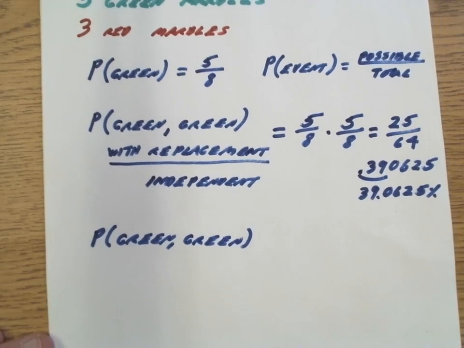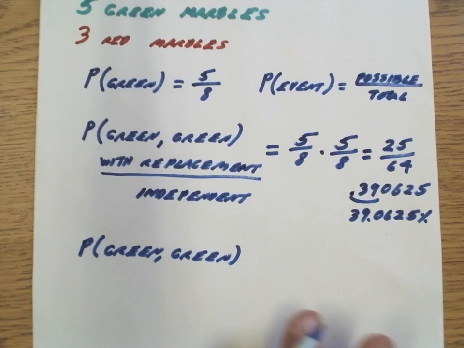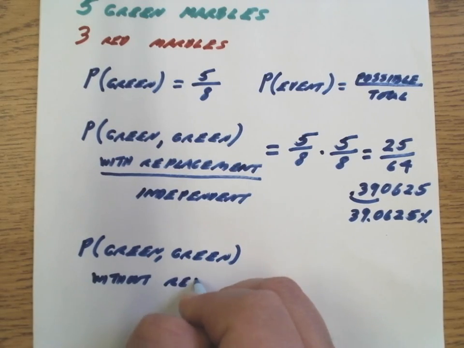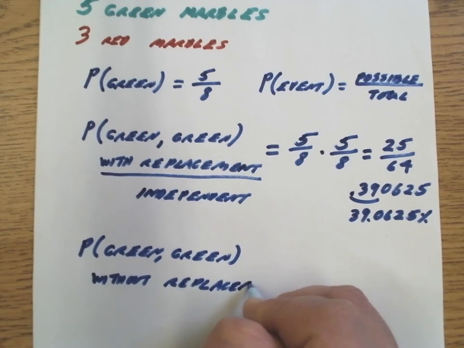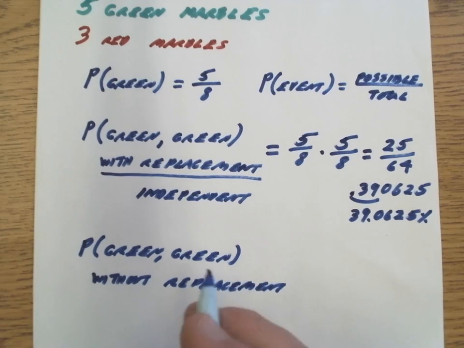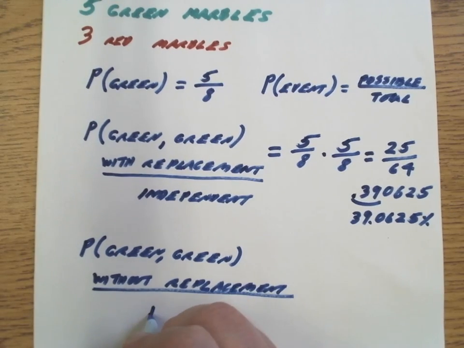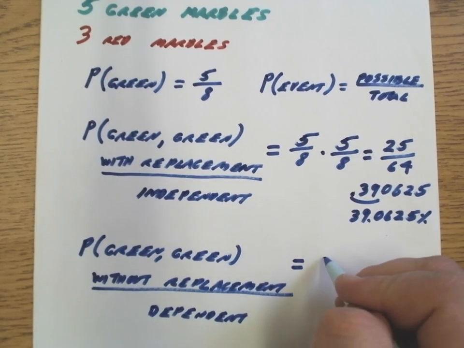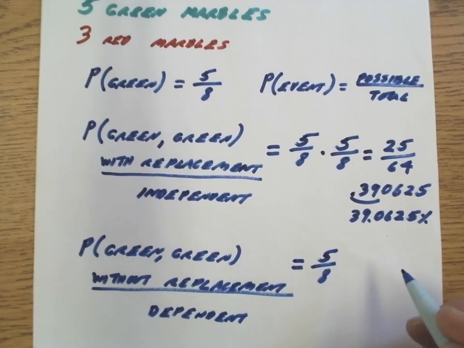But this time we're going to pick a green marble, and this time we're not going to put it back. So, without replacement. Now, this situation is dependent, because the probability of pulling a green one out is 5/8.